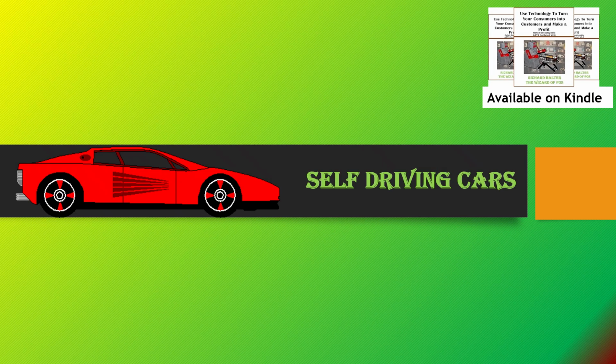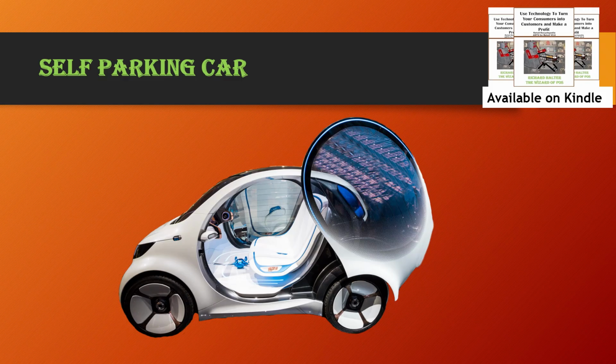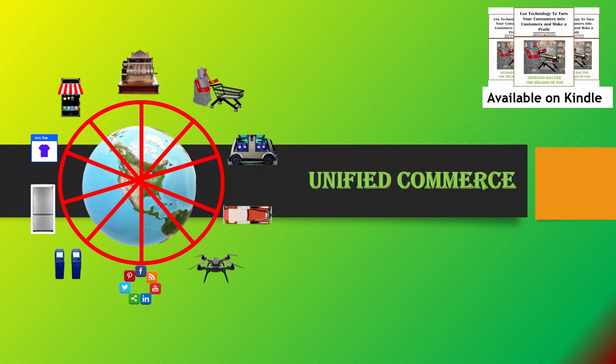Finally, we need to deliver the purchase to the customer. That's where self-driving cars fit in. And so in order to find the car, you have to know where the car is in your parking lot in order to be able to deliver the items to the car. So now we've had a quick look at all of the pieces of unified commerce, and I'm sure there's even more that are not in this list.